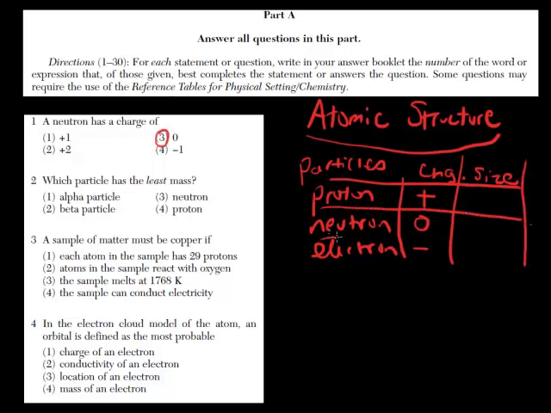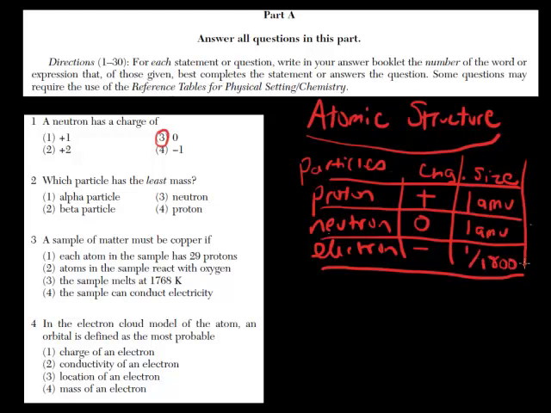This is going to help us answer the next question, just to make our chart a little bit more complete. Hopefully you all recall that the proton has a size that's related as 1 atomic mass unit. The neutron has an equivalent size, also 1 atomic mass unit. And your electron is super small, coming in at only 1/1800th the size of the proton or the neutron.